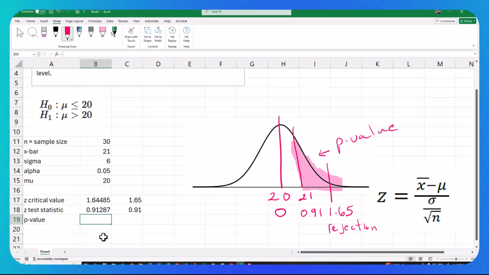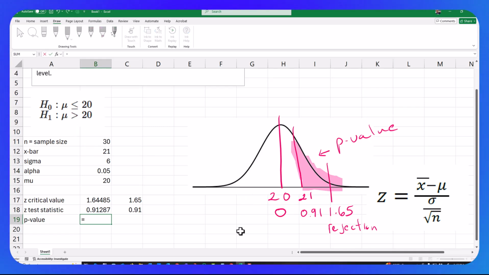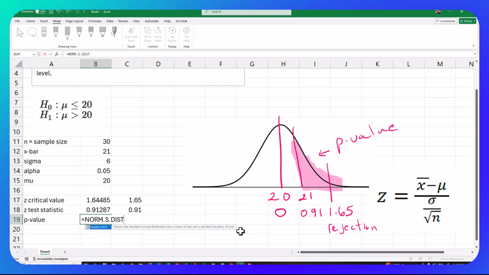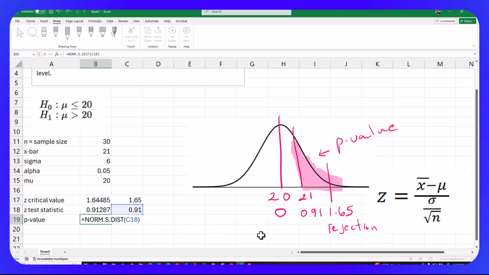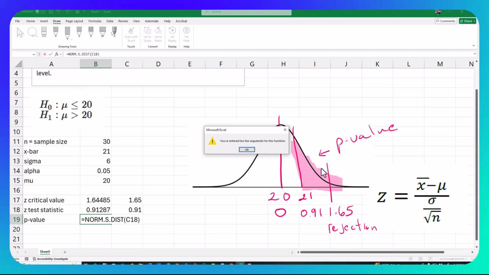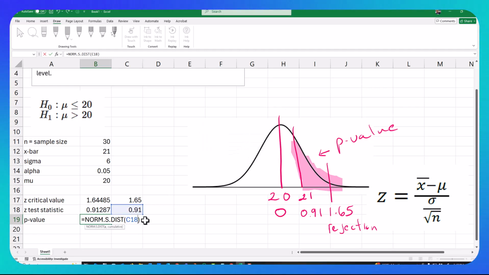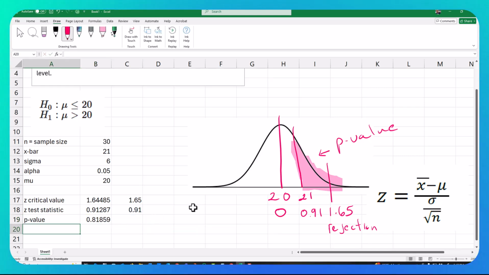The p-value is the probability that you would expect to get 21 based on the mean of 20. We can do that with equals norm.s.dist, and I'm going to use these 2 digits here, 0.91. So this gives me the probability I would expect to get this value. Oops, I forgot to put the last argument at the end. See, even teachers make mistakes. You need to say true. All true means is to add up all the probabilities.